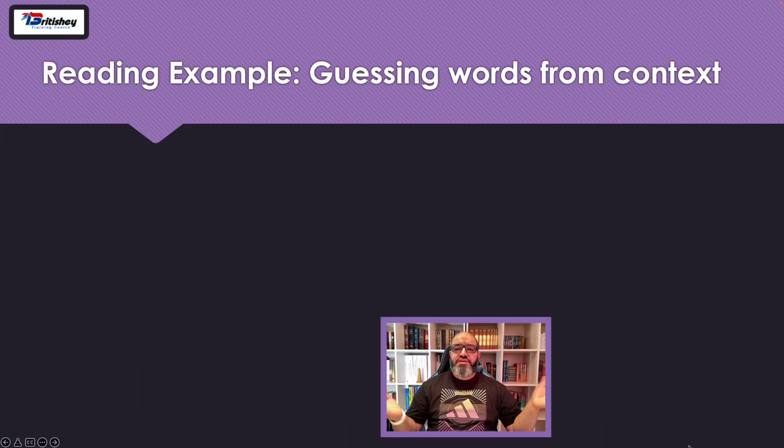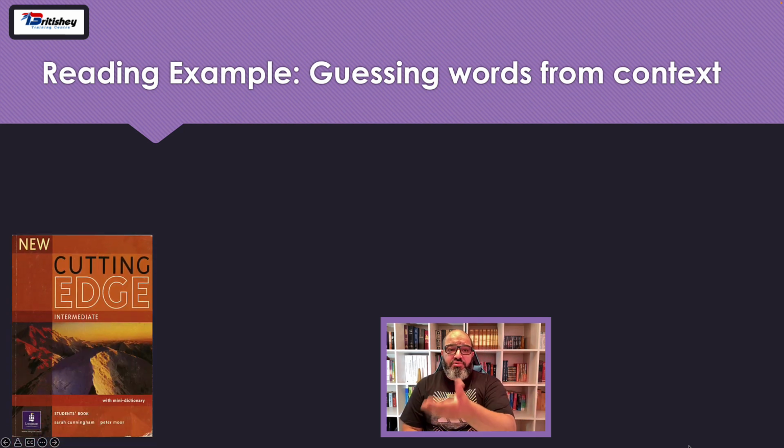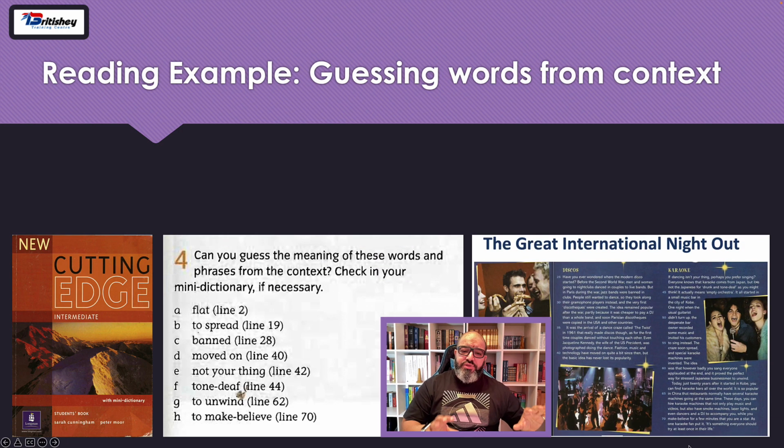Now, reading example. And imagine that Rami has a problem with guessing words from context. Okay? So, if I notice that this is a problem for Rami in reading, then I would recommend this one. Can you guess the meaning of these words and phrases from the context? Check in your mini dictionary if necessary. And then he's got a passage and he's got these words. So this is on the weakness, exactly.